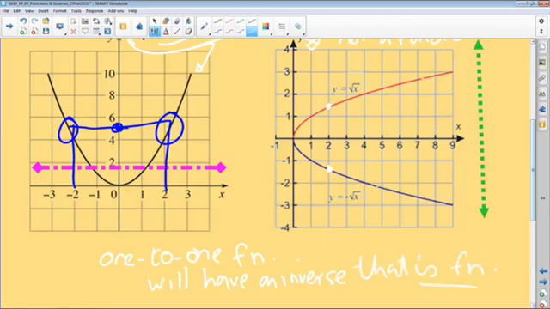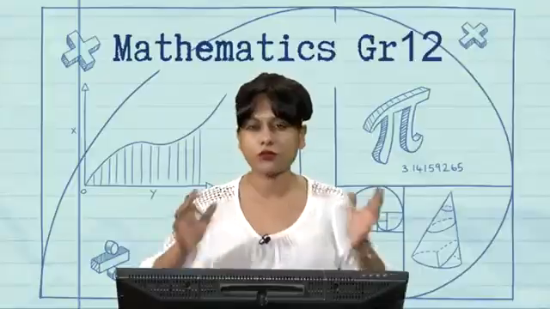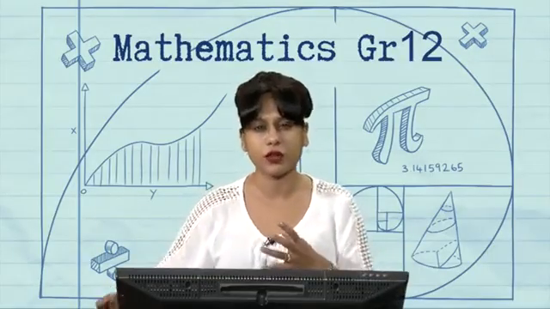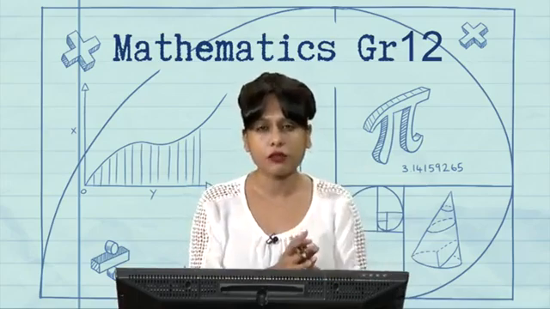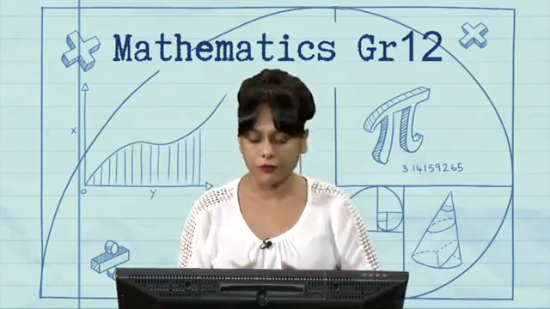Okay, why is that important? Well, if it is a one-to-one function, then I know the inverse is a function. That means I've got to do no work on it. I don't have to restrict the domain, because that's what we're going to go into now. I don't have to restrict the domain if I know that the original graph is already a one-to-one function.